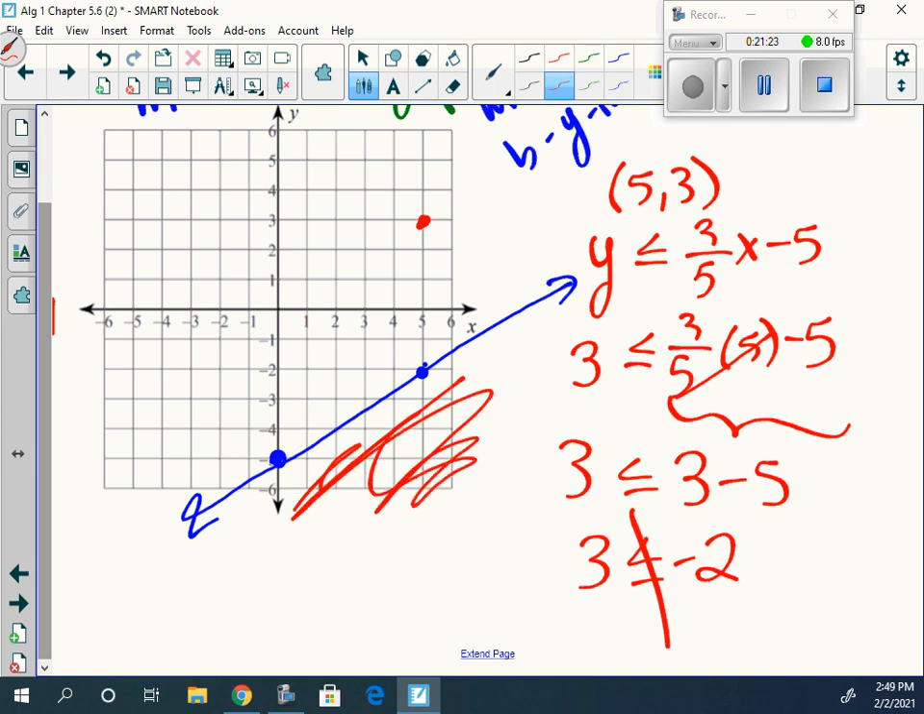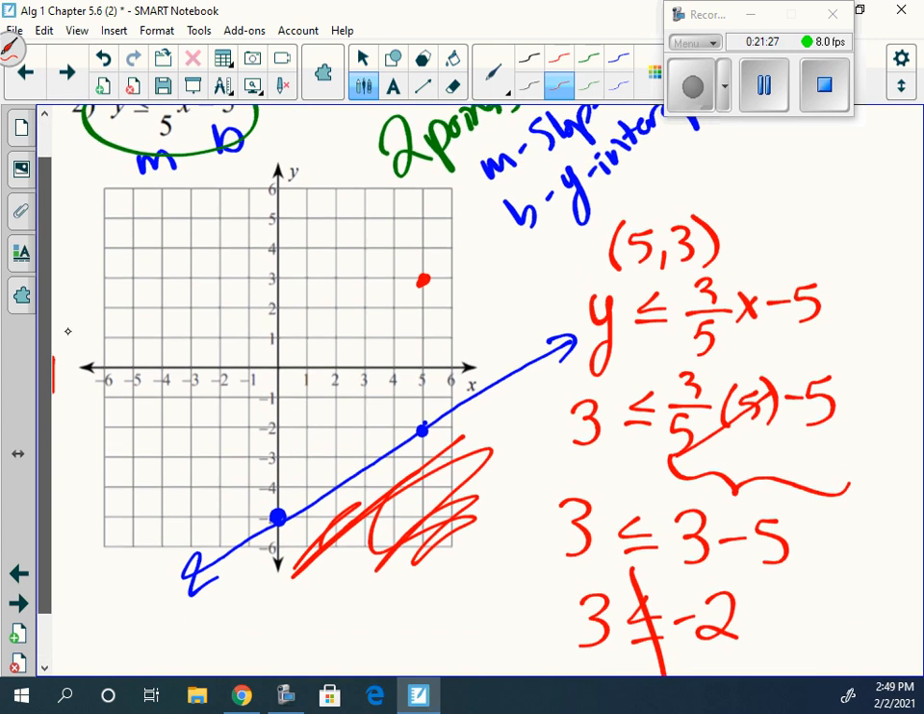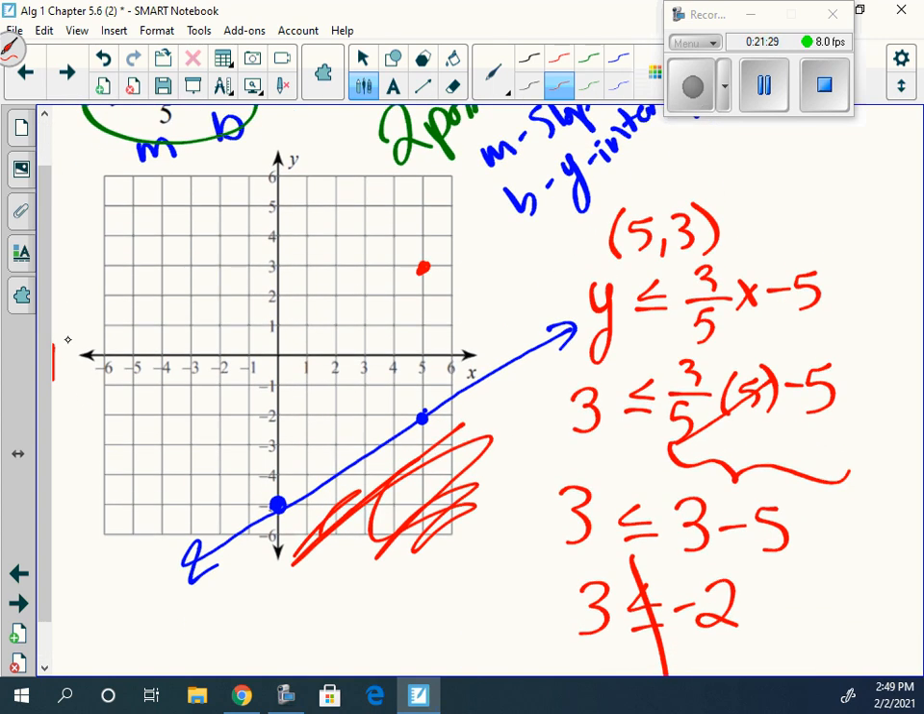So we shade the points below the line. If it's true, we shade the side with the point. And if it's false, we shade the side without it. So if it's true, we shade towards the point. If it's false, we shade away from the point.